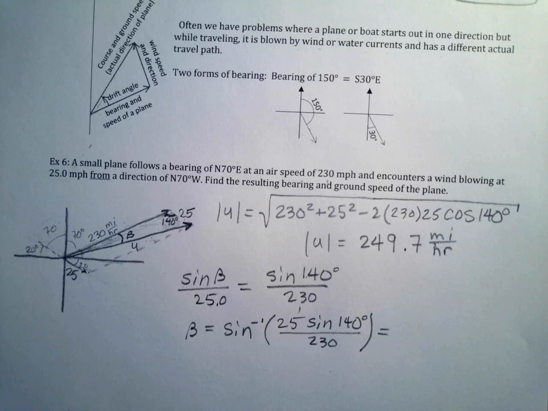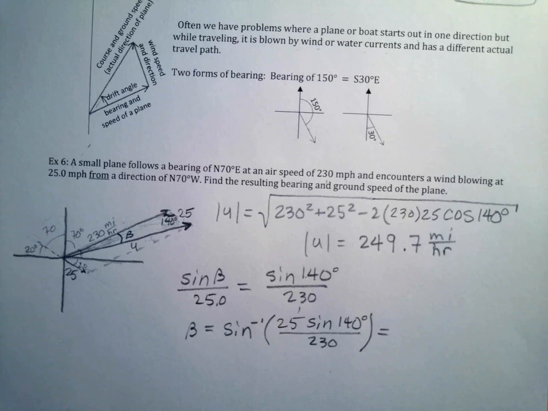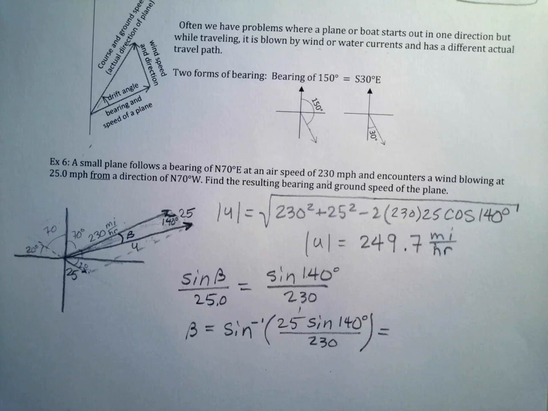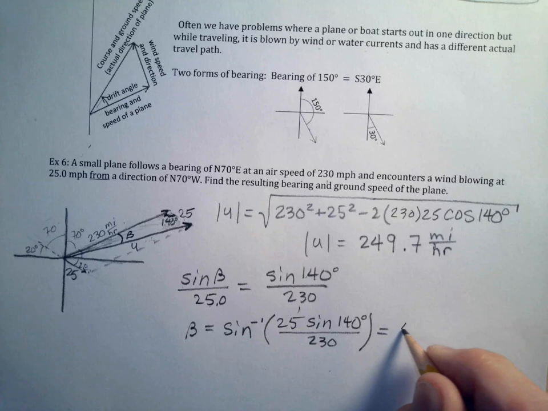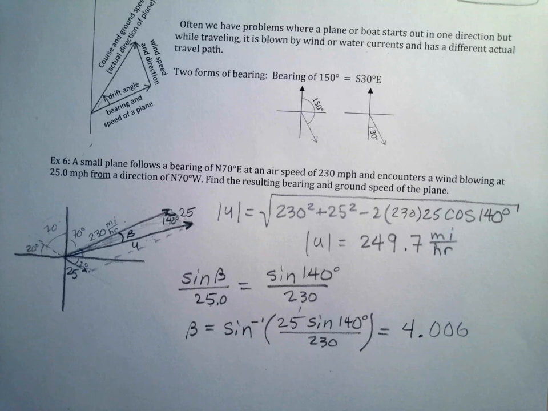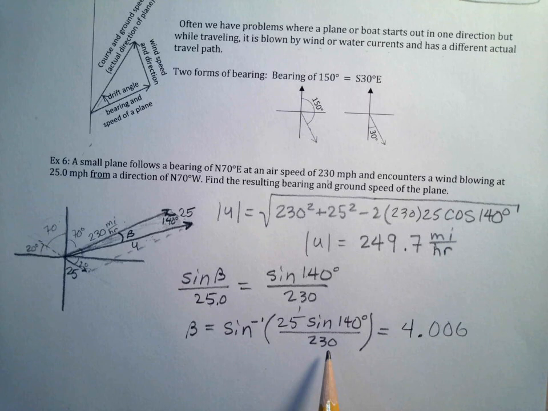Let's just do the whole thing at once. Inverse sine of 25 sine, okay, wait a minute. I see my calculator is in radians. Hang on, let me convert that to degrees. Okay, it's in degrees now. Inverse sine of 25 sine of 140, then divide that by 230. And I get, okay, that has got to be wrong. I'm getting 4. Well, I guess it could be 4. Beta looks pretty small. So I get 4.006. I just want to try that again, because I think my notes have 250, so of course it would be a little bit different.